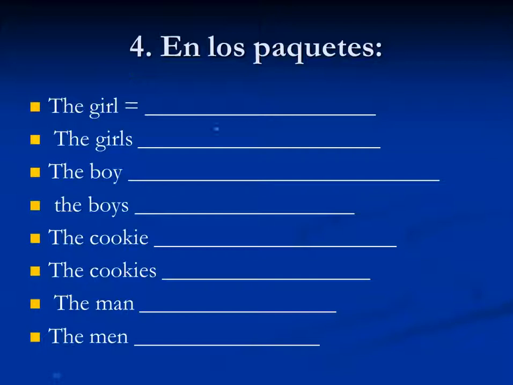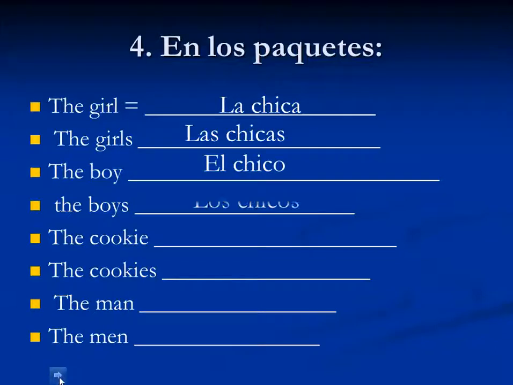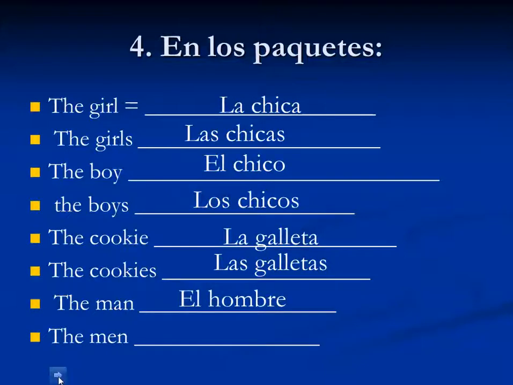So let's go work through some of these. So we have the girl, which is going to be la chica. The girls, to make that plural, you're going to say las chicas. The boy, el chico. The boys, los chicos. The cookie, la galleta. Las galletas, the cookies. The man, el hombre. The men, los hombres.